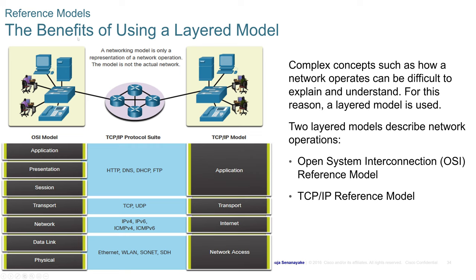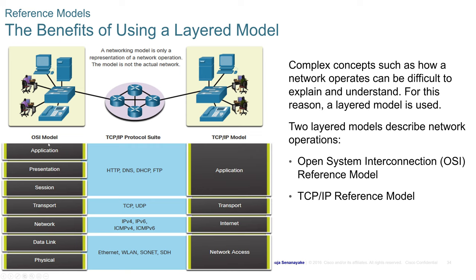On the left-hand side of your screen, you can see the OSI model, and it shows the application, presentation, session, transport, network, data link, and physical layers. And in the TCP/IP model, we have the application, transport, network, and network access layers. In terms of protocol suites, we have DHCP, HTTP, DNS, and FTP at the top, and TCP and IP in the transport section. IPv4, IPv6, ICMP, and ICMPv6 are in the network section, and Ethernet, WLAN, SONET, and SDH, things like that, in the bottom section. Some of these protocol suites overlap between different layers of the models.